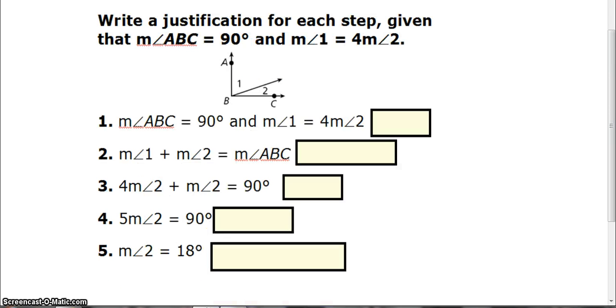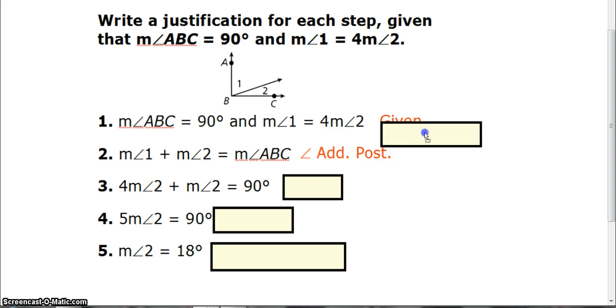Okay, hopefully you paused and you have some justification for these steps in this proof. So let's start with step 1. Measure of angle ABC is 90 degrees, and the measure of angle 1 equals 4 times the measure of angle 2. So this information we know is given. The measure of angle 1 plus the measure of angle 2 equals the measure of ABC. So when we look at ABC, how do you justify that step? Good. It is the angle addition postulate.